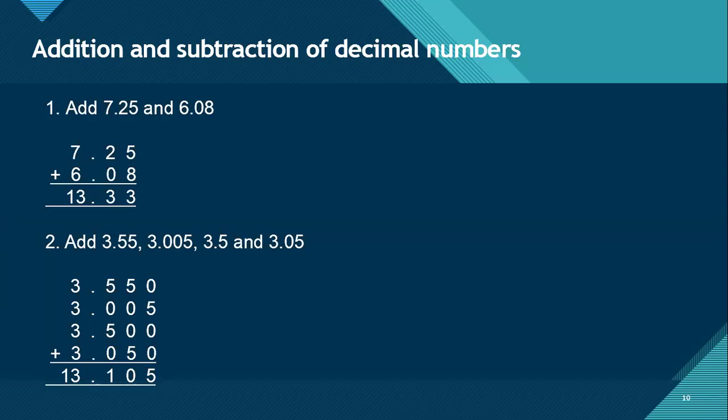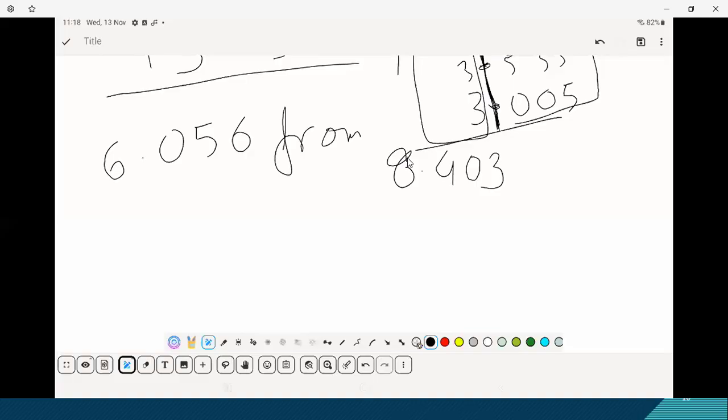So we have seen the example of addition. Now the example of subtraction as well. So let's say we have to subtract 6.056 from 8.403. So how will we do that? We simply go to the whiteboard. We have to subtract 6.056 from 8.403. So simple thumb rule, the bigger number will be at the first place.